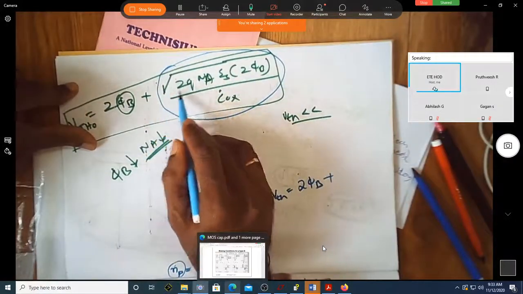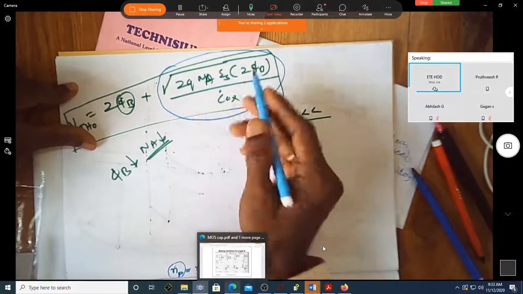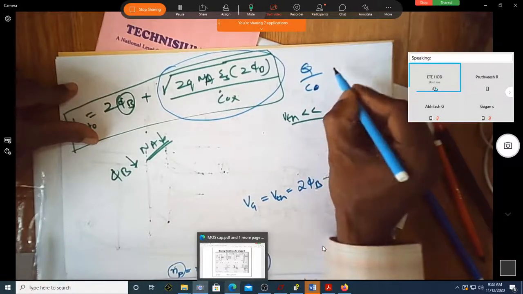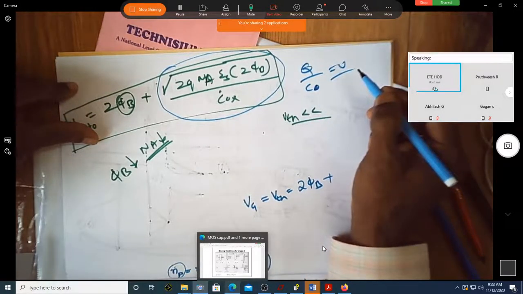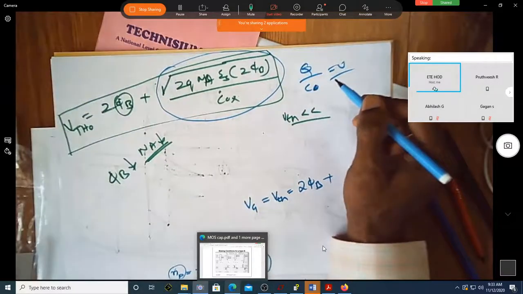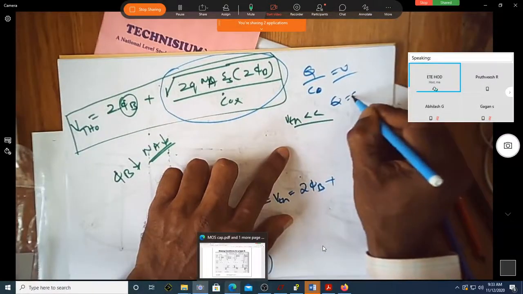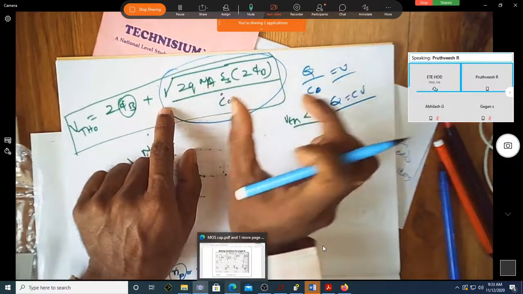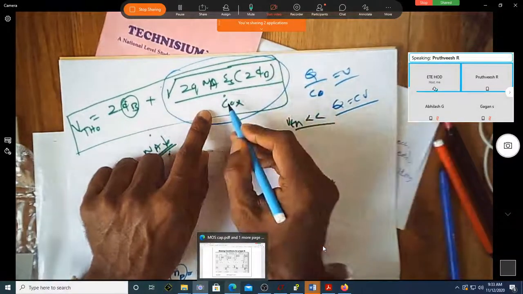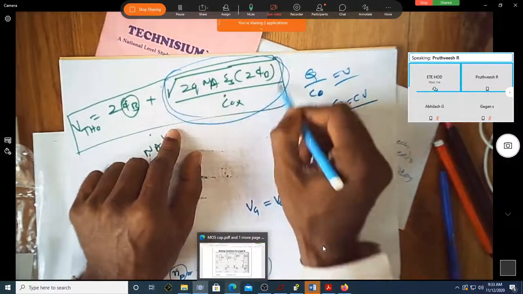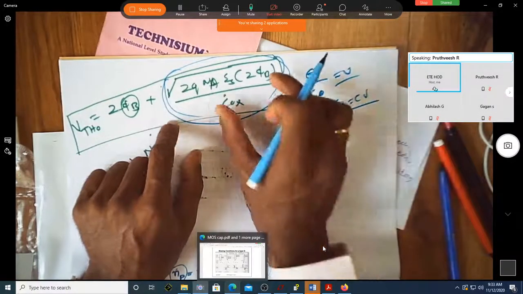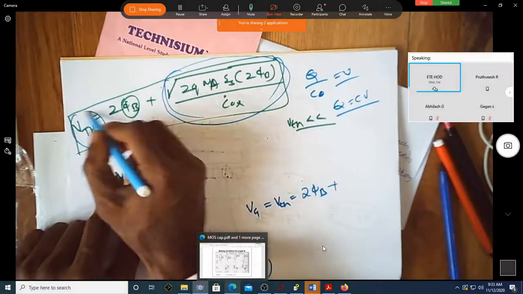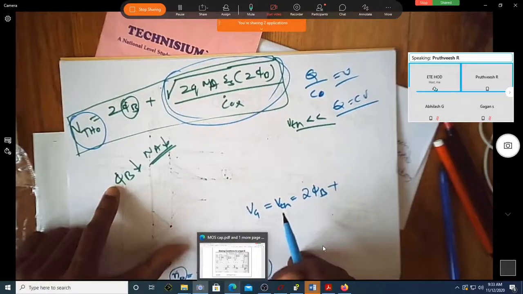See, this is the charge that you have in your depletion region. Q is equal to CV, so Q by C is nothing but voltage, no? If this is the amount of charge that is there in your depletion region, Q divided by Cox will give some voltage. This is the voltage that you are supposed to overcome, plus 2 phi b will be the threshold voltage that is required to make the inversion region happen.